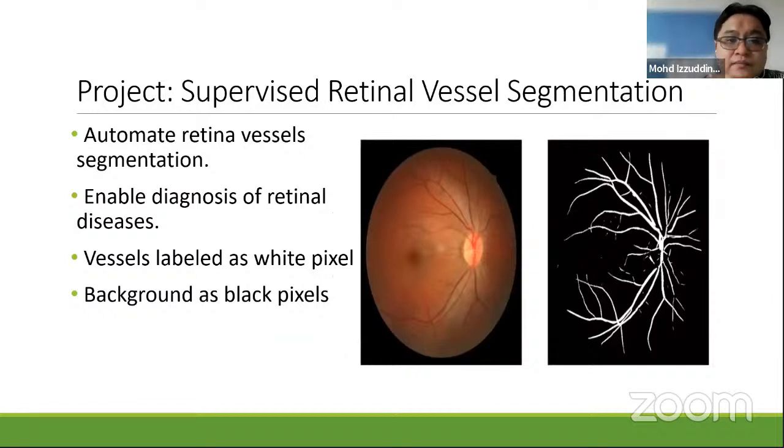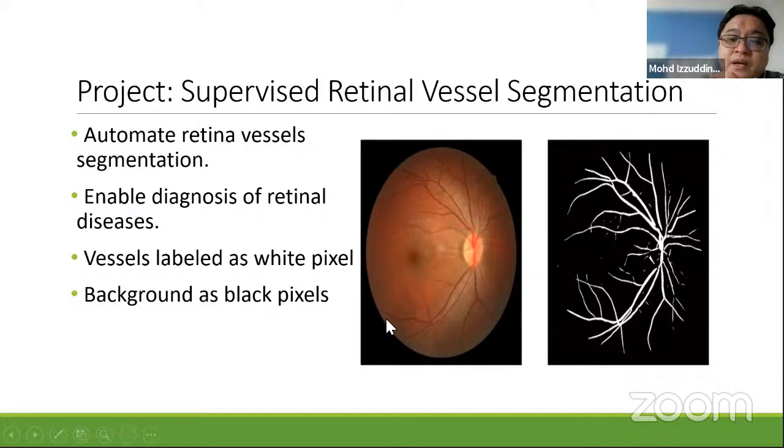Okay, so having known the background of what deep learning is, the network, we will introduce our project. It's easier for us to understand if we have the basics. So the first project is called supervised retinal vessel segmentation. These are very important. We need to automate. Basically, we take a picture of this retina. If you see the picture on the left, that is our retina.